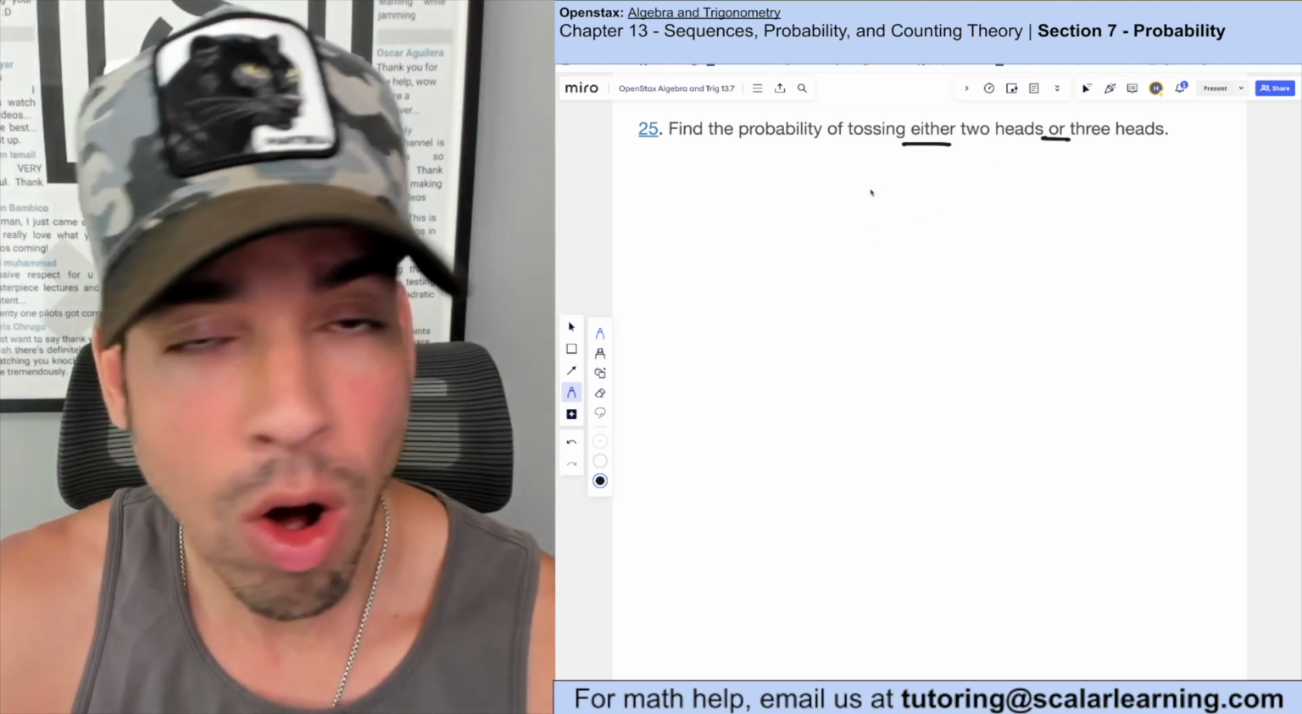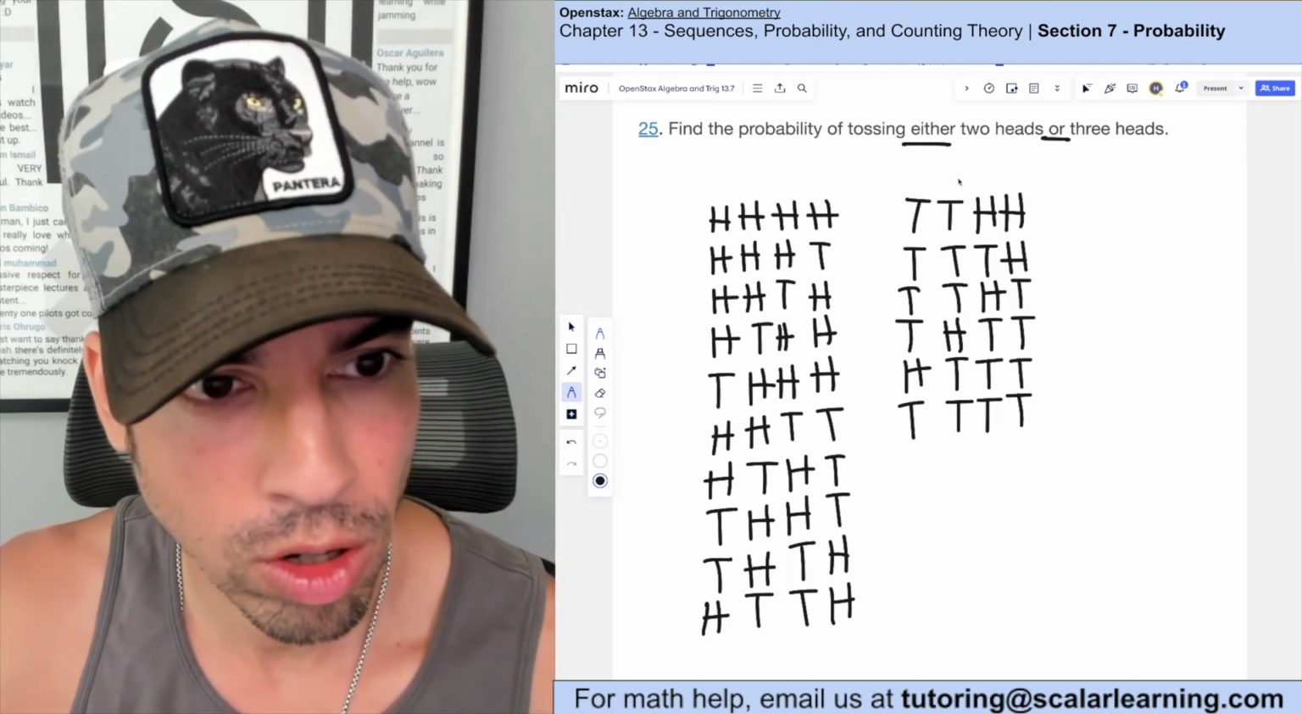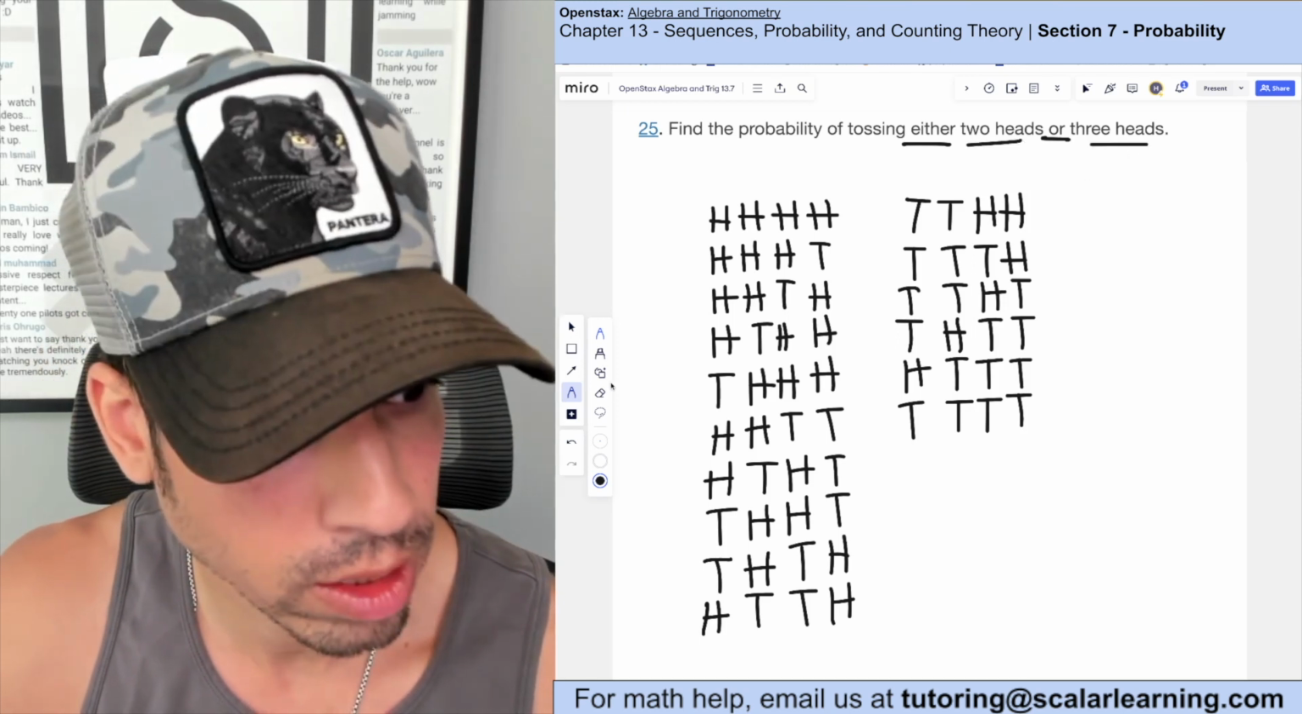So let's write out all the different possibilities first. So here are the 16 different ways that we can get 4 coin tosses, right? So we're looking for now all the ways that we get 2 or 3 heads. So let's circle those now.